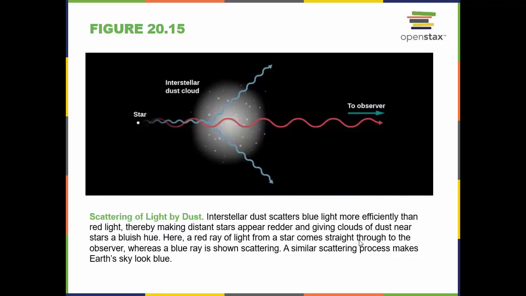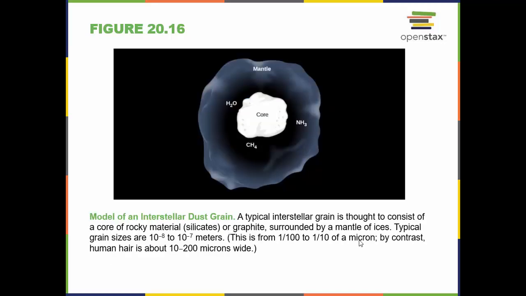If we look at the light scattered by the dust, on Earth what we're going to see is that interstellar dust scatters blue light more efficiently than red light, just like our atmosphere, and therefore makes the distant stars appear redder and gives clouds of dust near the stars a blue hue. Here a red ray of light from the star comes through to the observer, whereas the blue light is scattered to the sides. Once again, this is similar to what happens in our atmosphere, giving our sky a blue look, right?